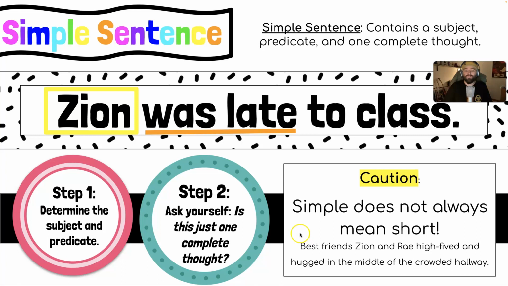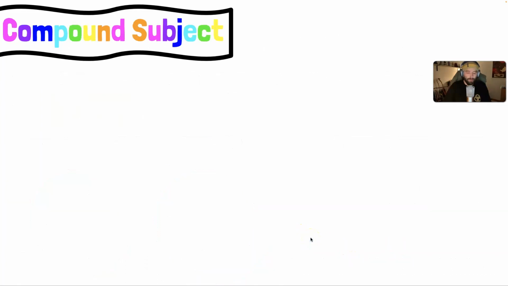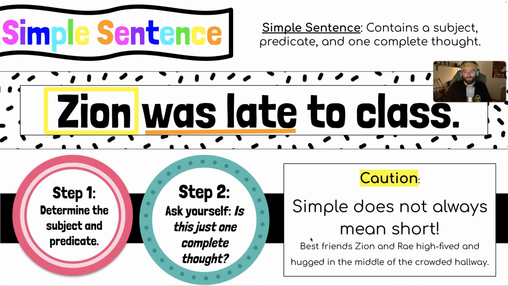You can have very, very long simple sentences like this one right here. Best friends Zion and Ray high-fived and hugged in the middle of the crowded hallway. But still, Zion and Ray is a compound subject. High-fived and hugged is a compound predicate.